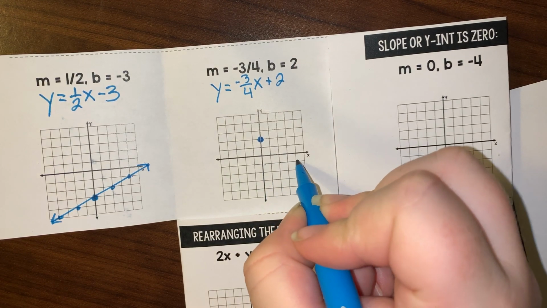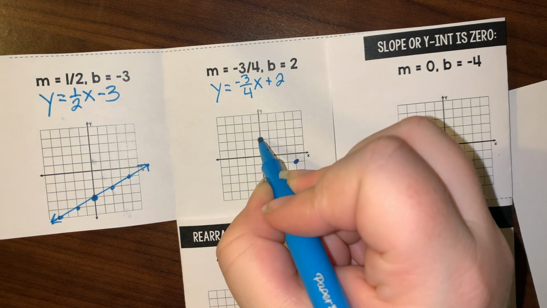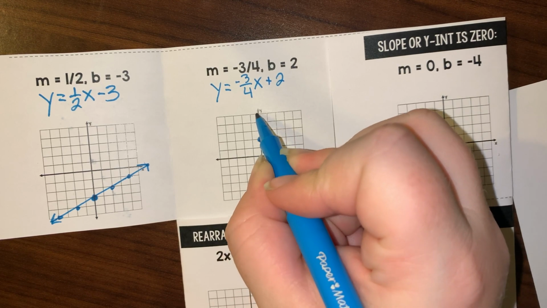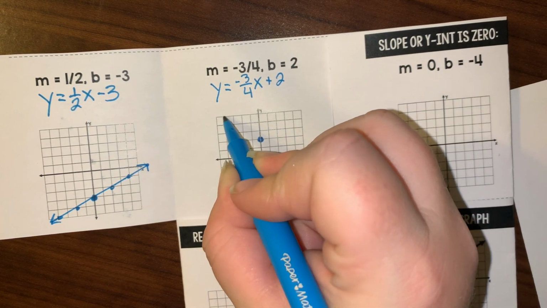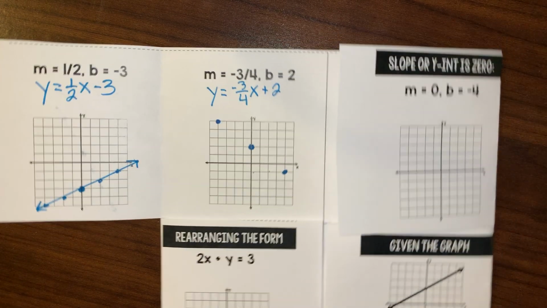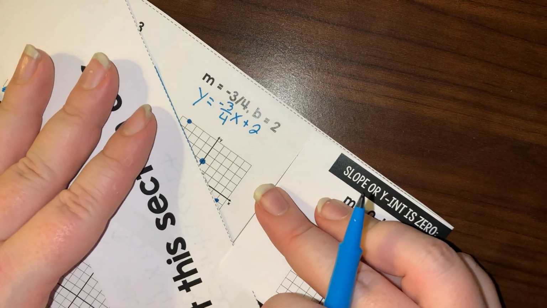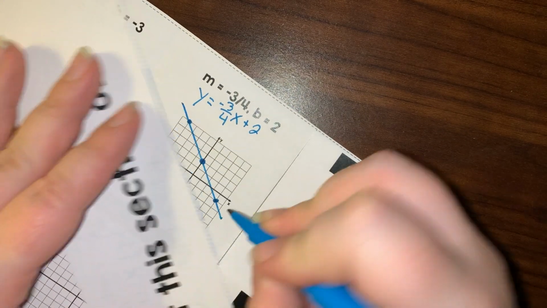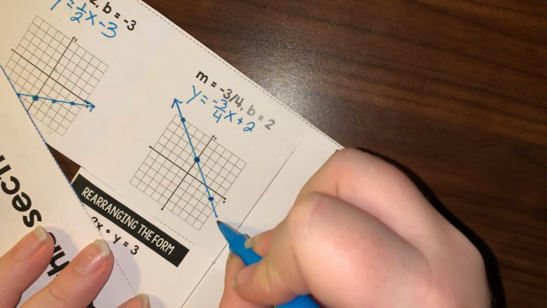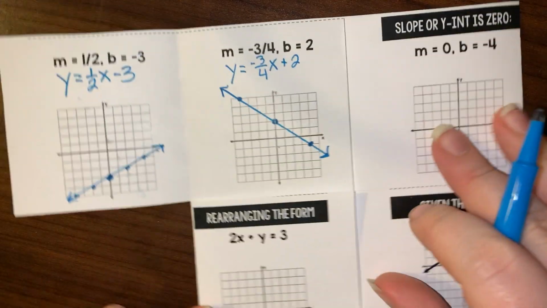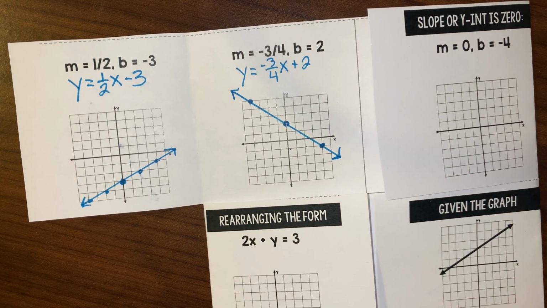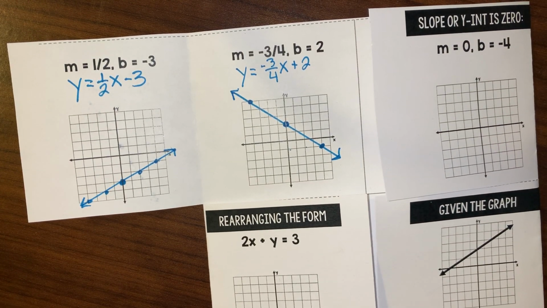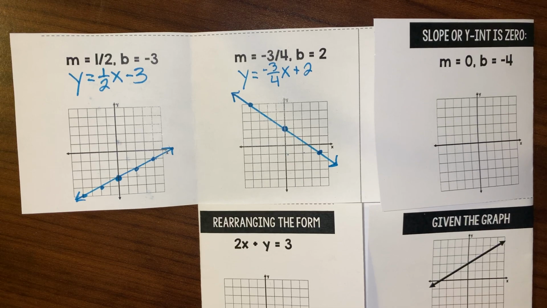1, 2, 3, 4. I can do the opposite. I can go up 3, 1, 2, 3, and to the right 4. 1, 2, 3, 4. So there you have it. That's how you write the equation of the line and graph it if you are given your slope and your y-intercept.